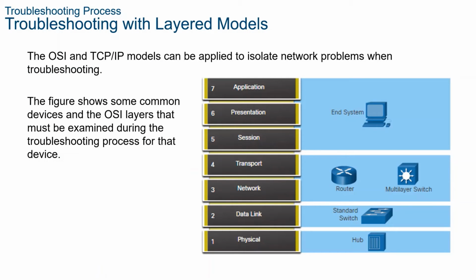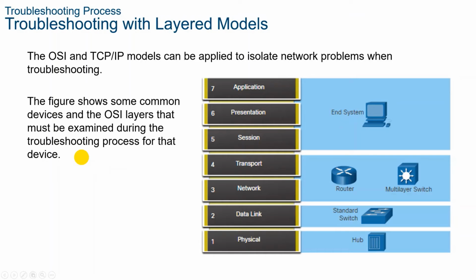Okay. So let's talk about troubleshooting with layered models. During your Cisco days, or your Cisco 1, right? You were introduced to the 7 layers of the OSI model, and one of the purposes of having this is that it aids the administrator in doing the troubleshooting. Okay, so the OSI and TCP/IP models can be applied to isolate network problems when troubleshooting. For example, if the symptoms suggest a physical connection problem, the network technician can focus on troubleshooting the circuit that operates at the physical layer.